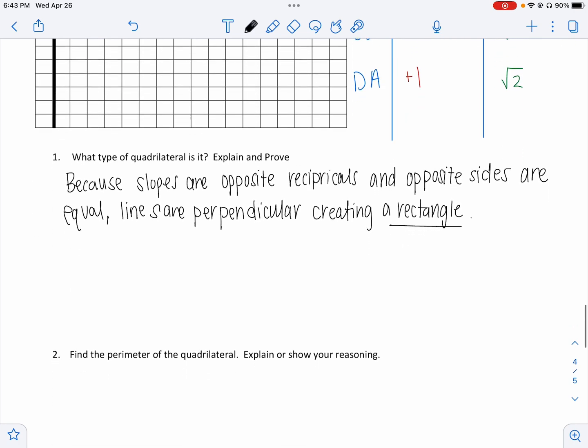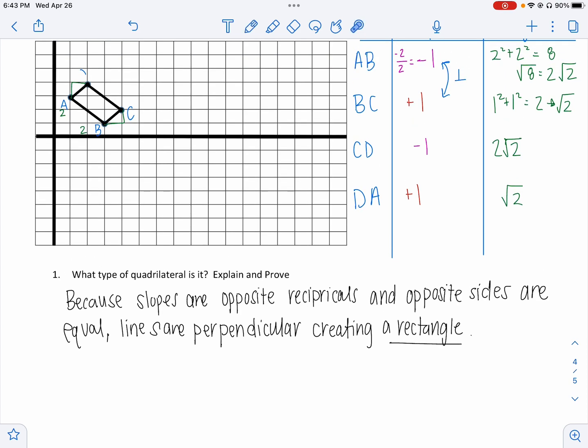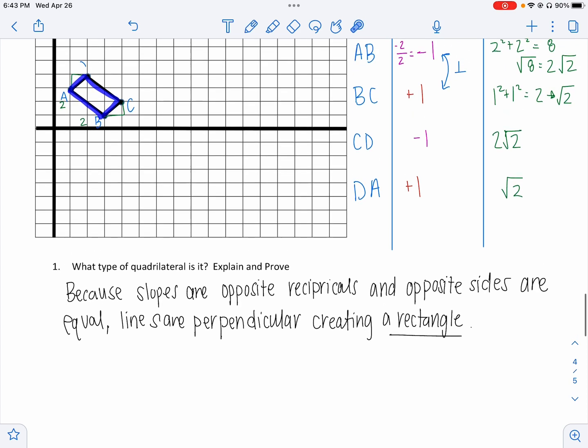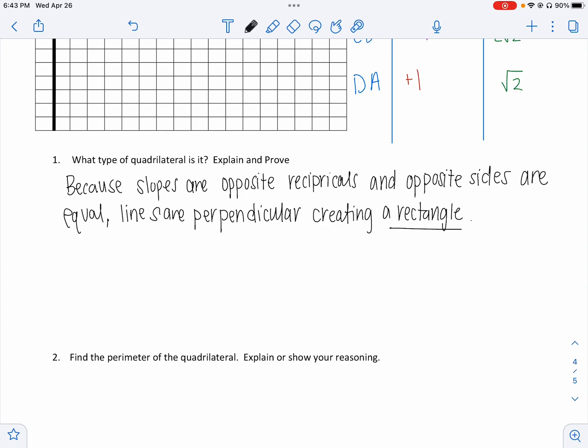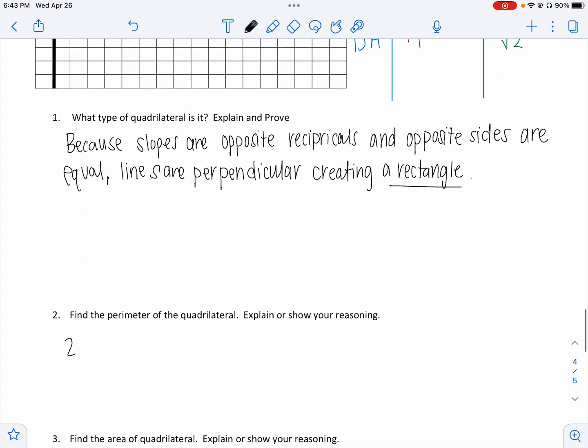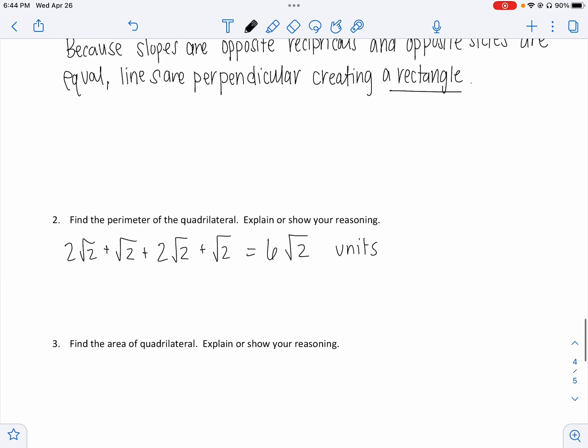Finding the perimeter of this quadrilateral. So perimeter is adding up all the lengths of the outside. So we're going to add up all of those lengths. We have 2 square root 2 plus square root 2, and I know it looks intimidating, but it's really not that bad. So we have 2 square roots of 2 plus 1 plus 2 plus 1. So this is going to be 6 square roots of 2 units, and you can type that in a calculator to see what that is. I don't have that on me right now.